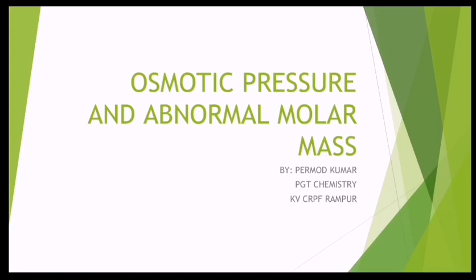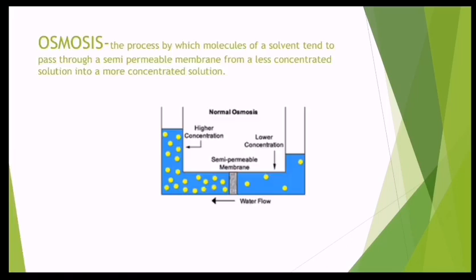Let's see the fourth colligative property, osmotic pressure or osmosis. Biology students know osmosis very well from ninth class. It is the process by which molecules of a solvent tend to pass through a semi-permeable membrane from a less concentrated solution into a more concentrated solution. This diagram clearly indicates the movement of water molecules from its high concentration to its low concentration. Remember it: it is the movement of solvent particles from its high concentration into a more concentrated solution.